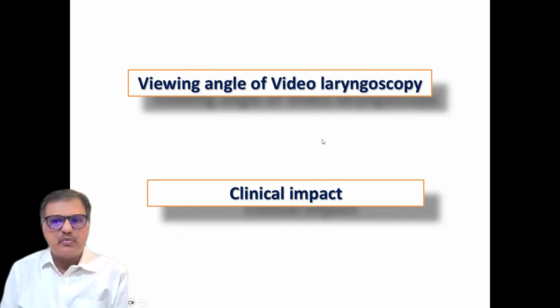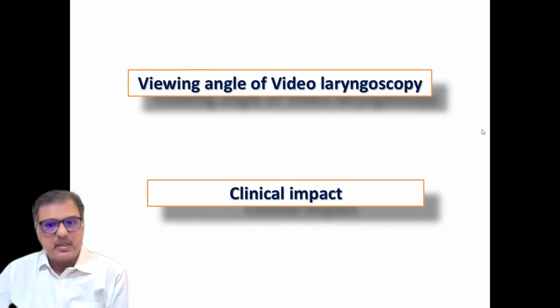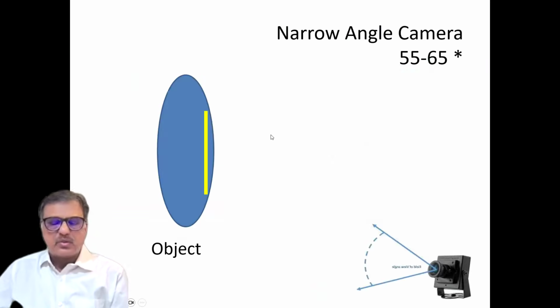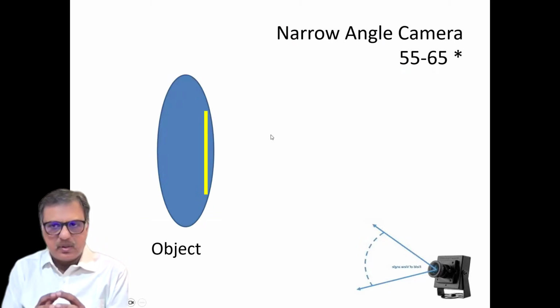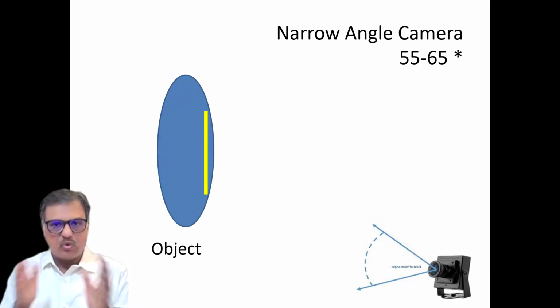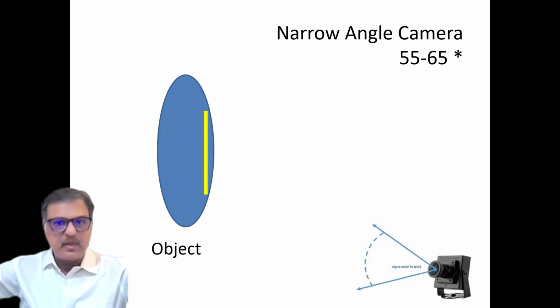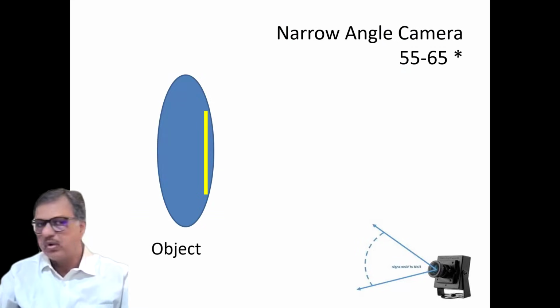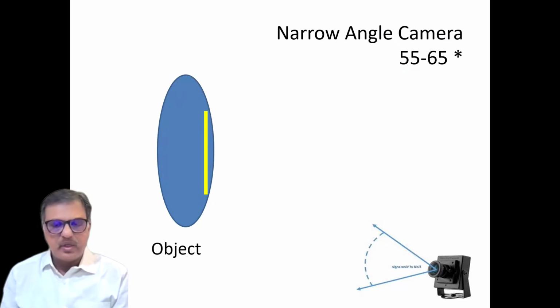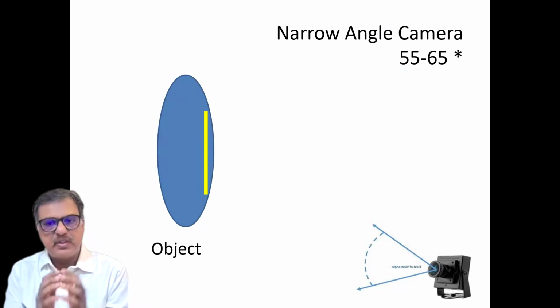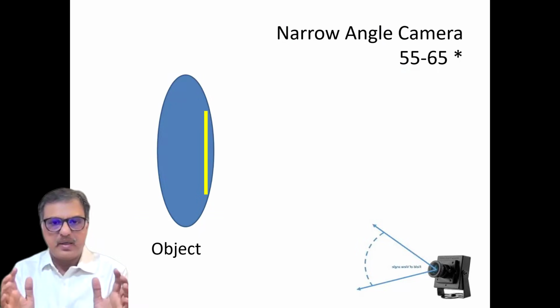So now we'll discuss the viewing angle of videolaryngoscopy and its clinical impact. Look, there are different types of angle of the camera. What is the viewing angle of the camera? Our eye has its own perimetry. Beyond our perimetry, we can't see. If you want to look beyond our perimetry, we have to move our head towards the area to be looked upon. Same way, every videolaryngoscope has its own perimetry. That's called the viewing angle of that camera.